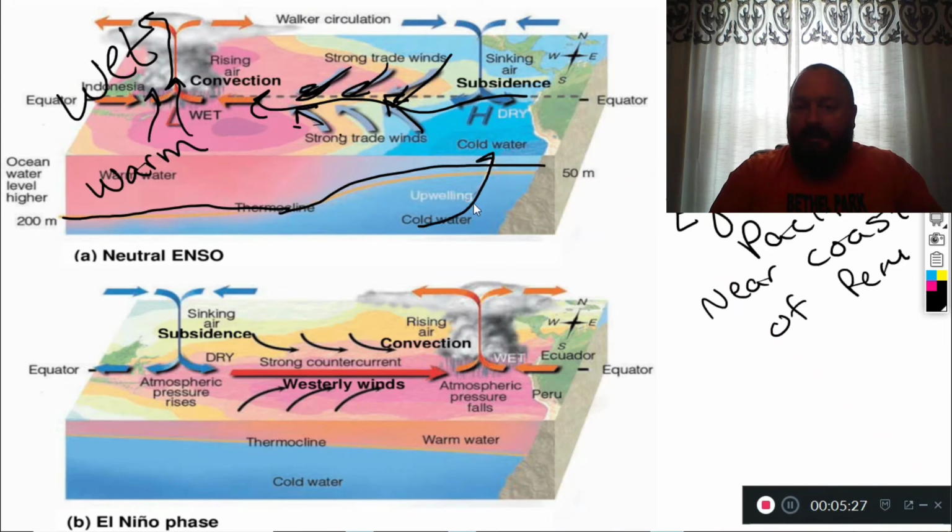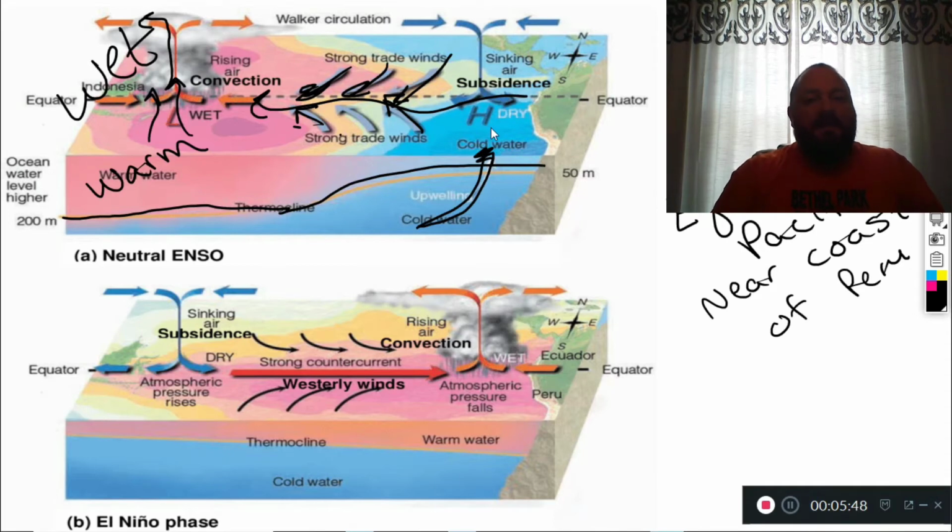That's why the thermocline goes way up near the surface here, and it's way down at 200 meters over here. Again, it's where the temperature changes drastically in the water. So since I have the really cold water upwelling here, it brings a lot of nutrients up with it. That high nutrient water makes it great for fish, great for food webs in that area.